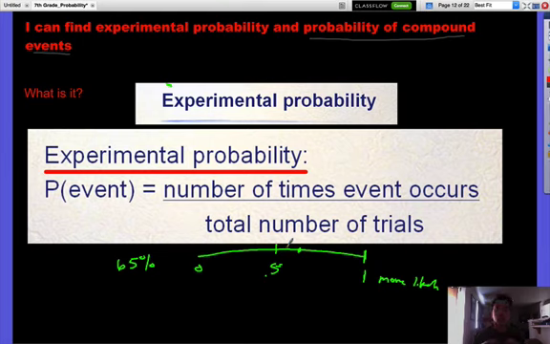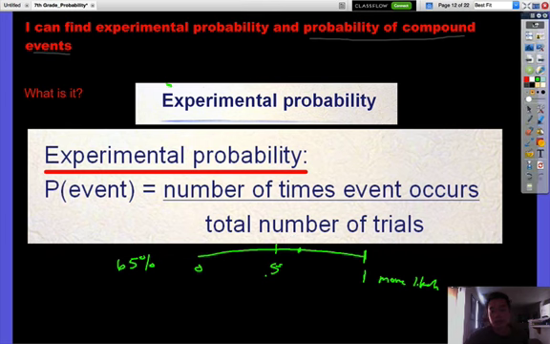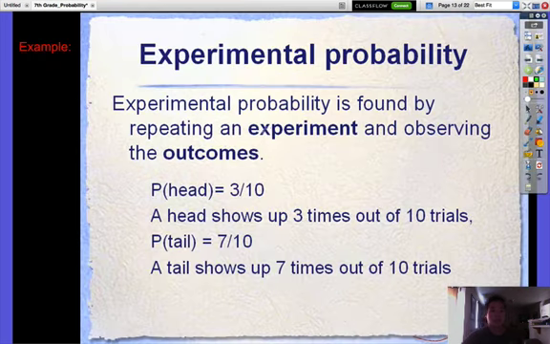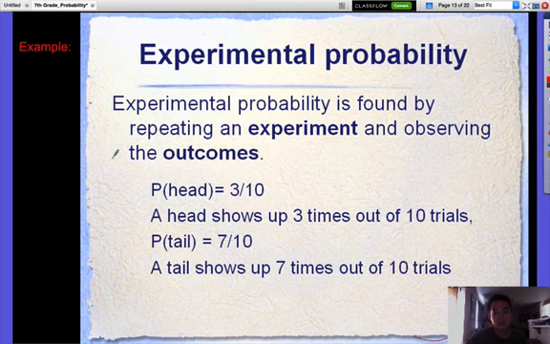Now, if I were to predict whether he was going to make the next one or not, 65% is above the 0.5 mark. It's going to fall on the more likely side. That is more useful than theoretical, just because we actually counted how many times he tried and then how many he made. Experimental probability, here's another example, is found by repeating an experiment and observing the outcomes.